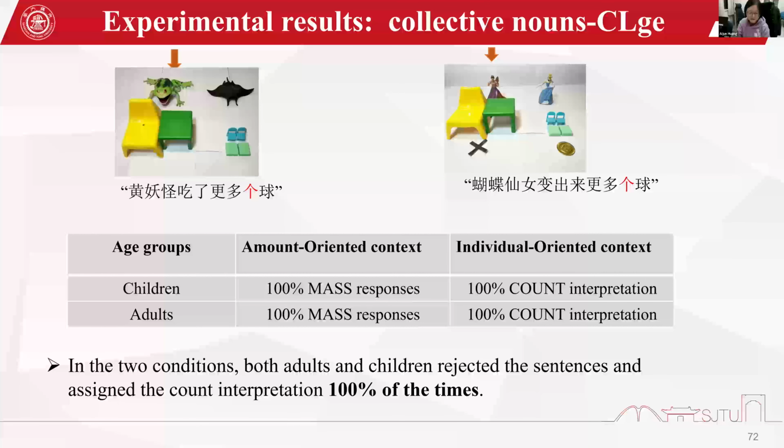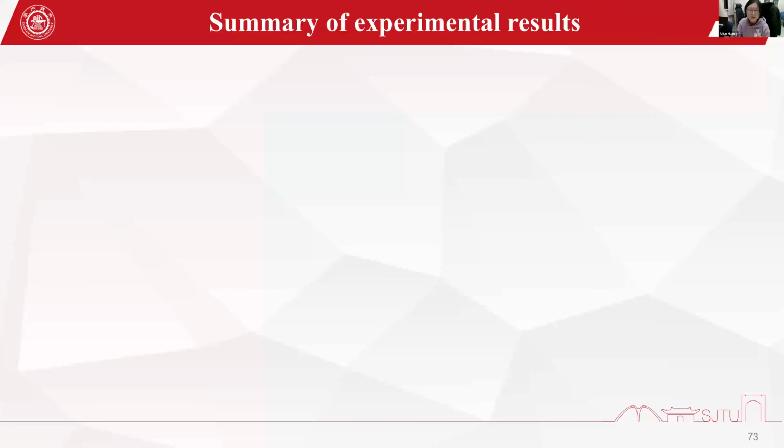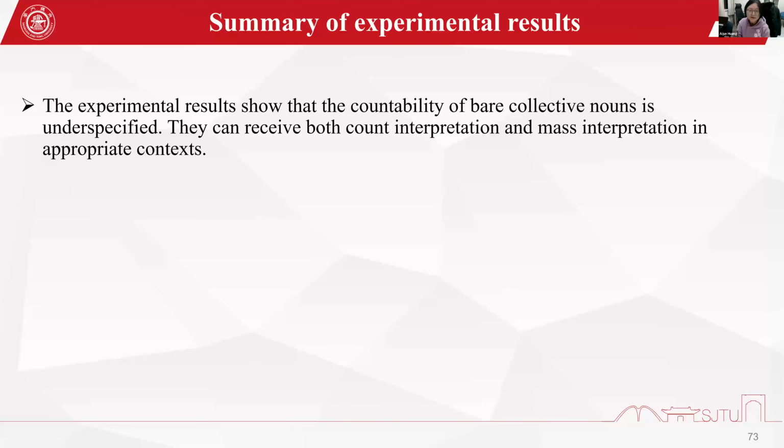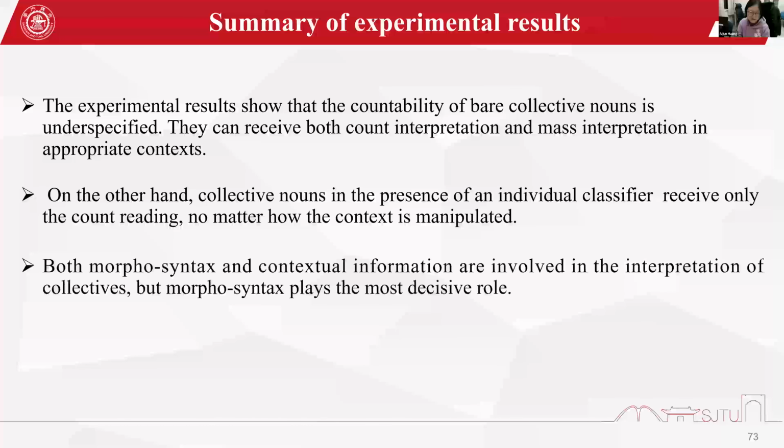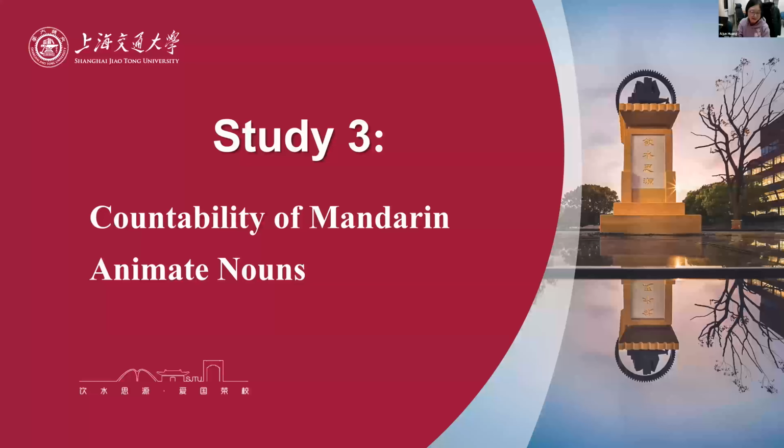This is very similar to the result in our experiment with object nouns. So again, in this testing of collective nouns, we show that the countability of bare collectives is underspecified. They got both count and mass interpretations in appropriate context, but with the classifiers, they only got a count interpretation. So this kind of result gives support to the syntactic account.